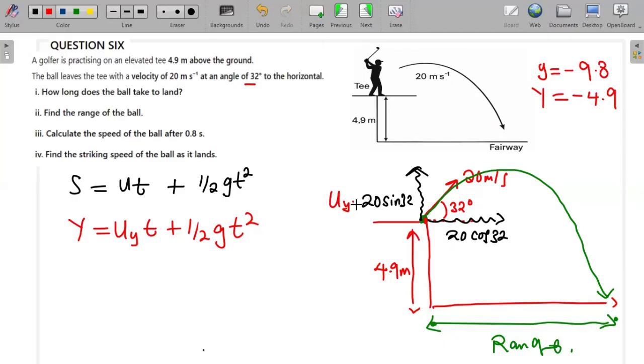So uy is this one here. So I have everything to find my time. So here, this will just be my y. I'm taking it as a negative. So that will be minus 4.9 is equal to.